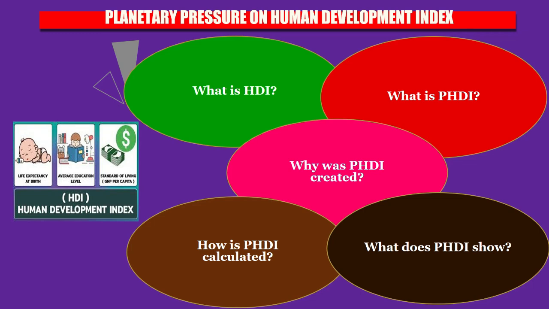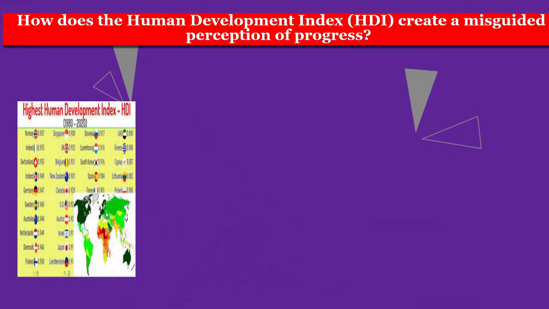How is PHDI calculated? The PHDI is calculated as a product of the HDI and an adjustment factor that accounts for the planetary pressure. Specifically, that is CO2 emission, that is carbon dioxide emission per person, and also material footprint per capita. So what does PHDI show? The idea is that in a scenario where there is no pressure on the planet, the PHDI equals the HDI. However, as the pressure increases, the PHDI falls below the HDI.